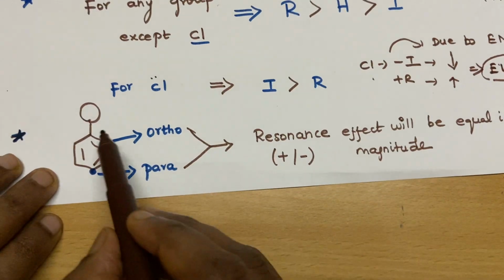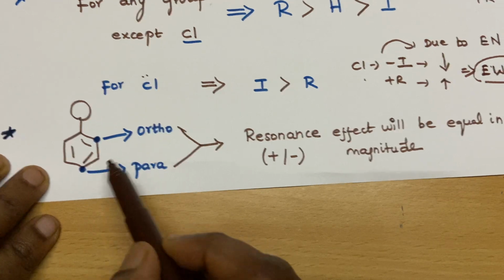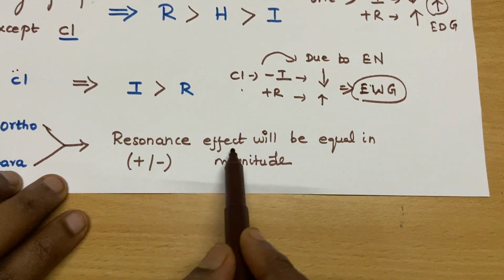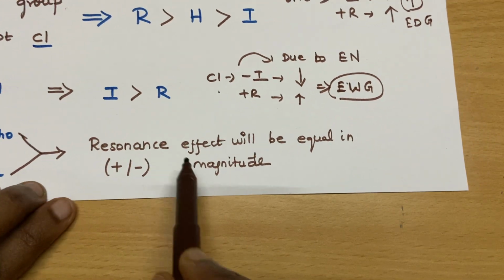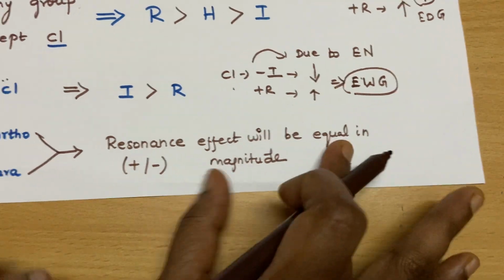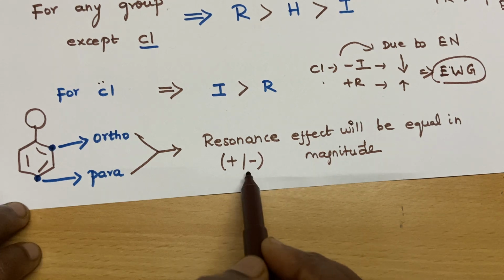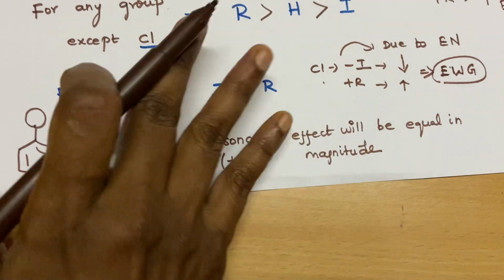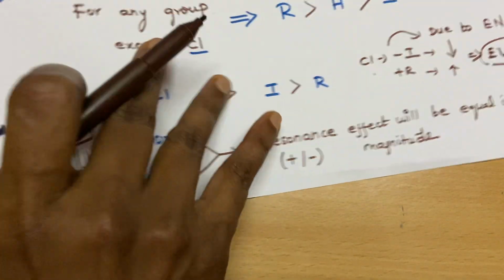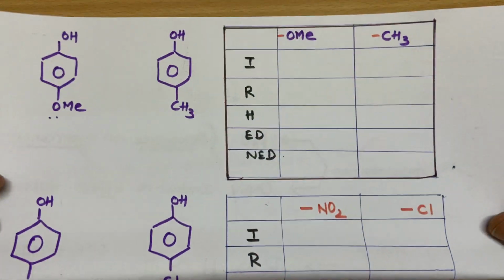For any group at the ortho and para positions, any resonance effect, positive or negative, the magnitude will be equal. So at ortho or para, the magnitude of the resonance, whether positive or negative, is going to be equal. Please remember this. Now let's solve some examples. This will be very interesting and useful also.